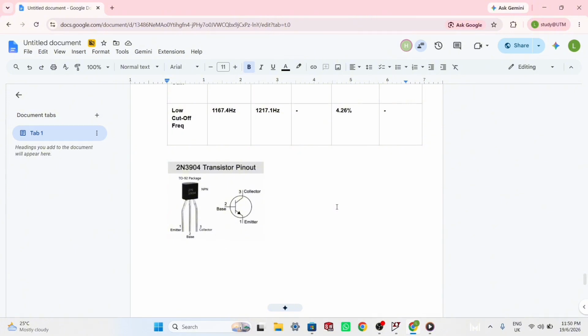These minor variations are expected as the software utilizes a complex 2N3904 transistor model that accounts for real-world junction capacitance and non-ideal parameters that basic equations omit. Overall, the circuit operates perfectly and meets all design criteria.